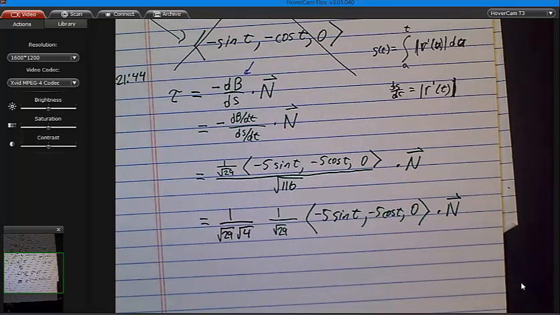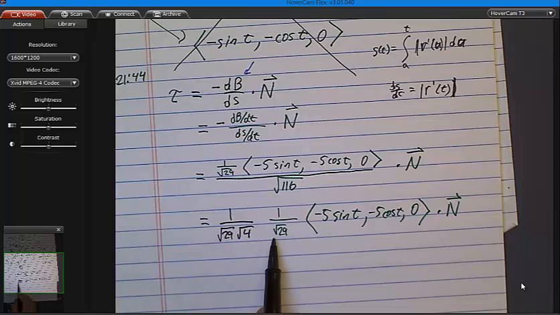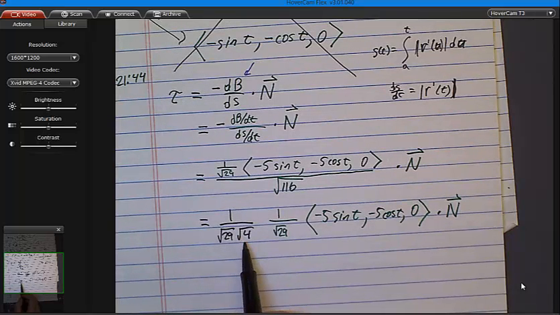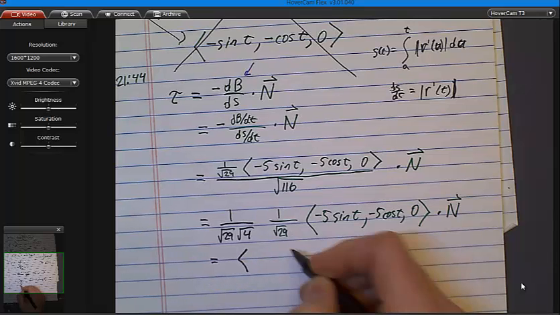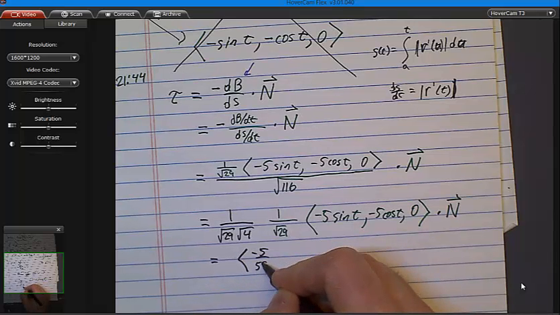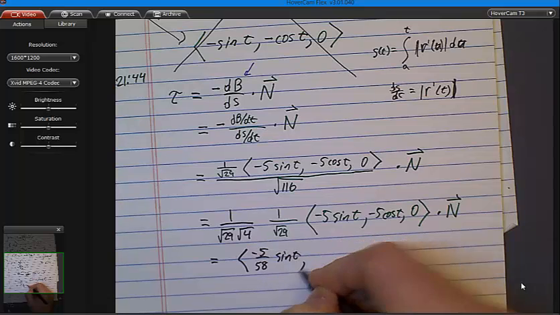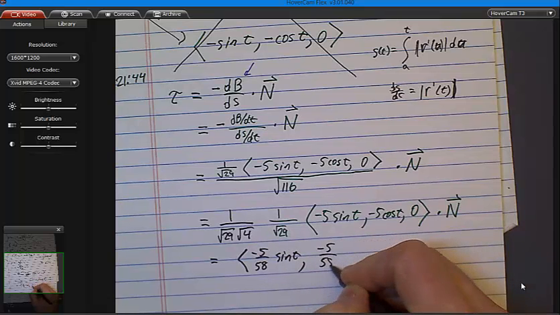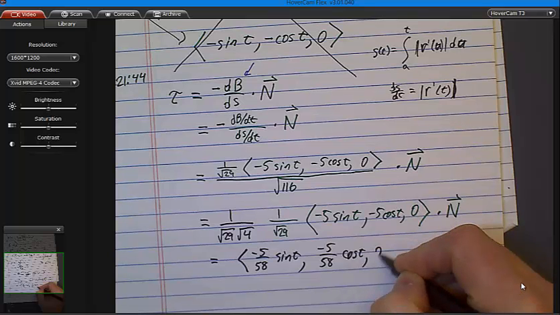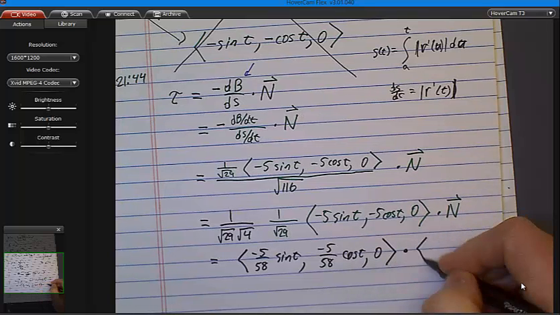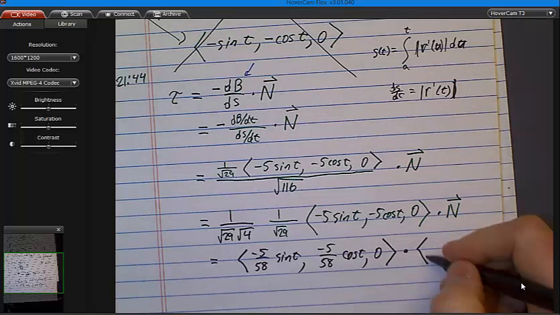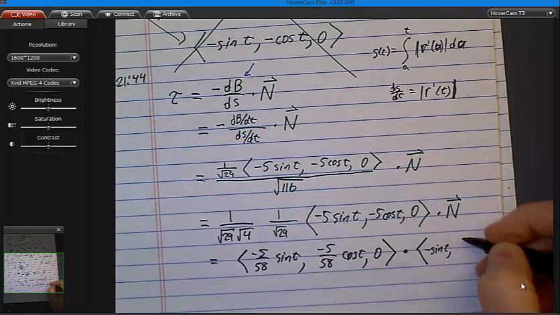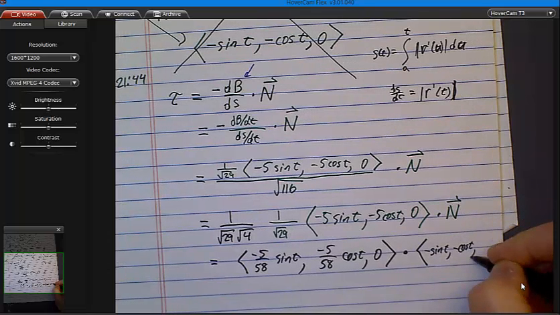So if I work that out, the 29 and the 29 gives me 29, and the square root of 4 is 2. 29 times 2, 58. So really, the things I need to dot would be negative 5 over 58 sine t, negative 5 over 58 cosine t, 0, dot, now what's the normal vector? We had that. We said it was negative sine t, negative cosine t, 0.